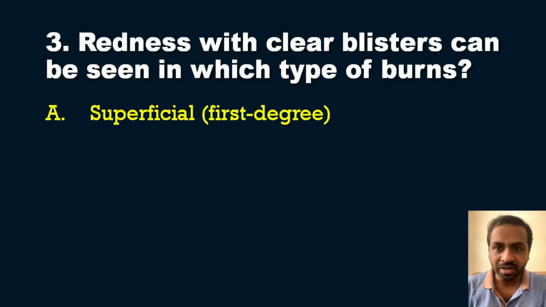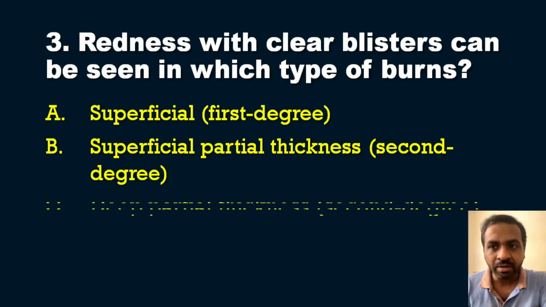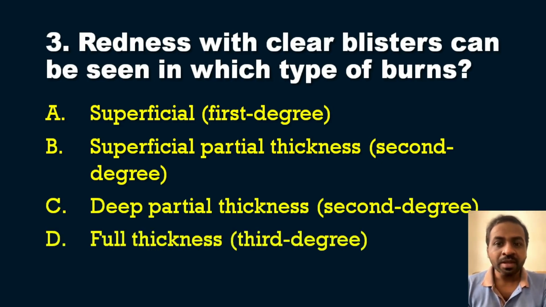And the options are option A, superficial first degree burns. Then option B, superficial partial thickness burns or the second degree burns. Then option C, deep partial thickness or the second degree burns. Then option D, full thickness, which belongs to the third degree burns. So we'll be confused between these two options, that is superficial partial thickness and deep partial thickness.